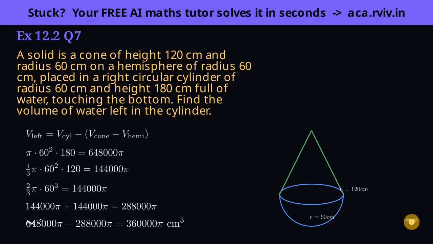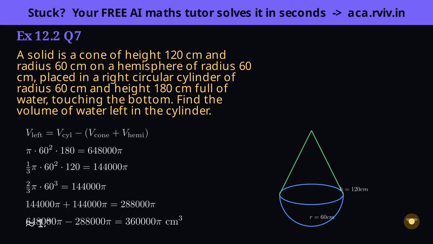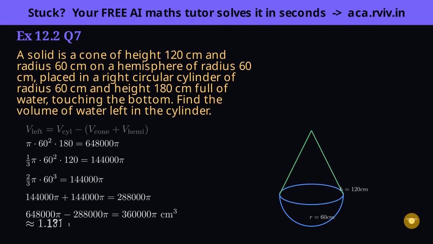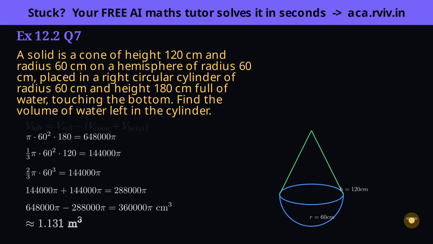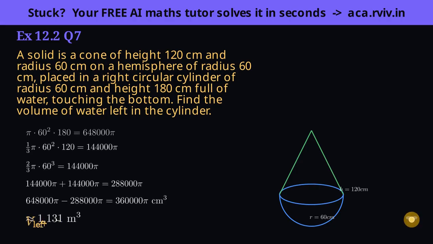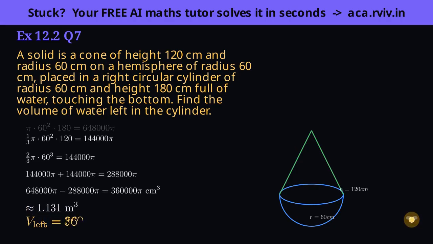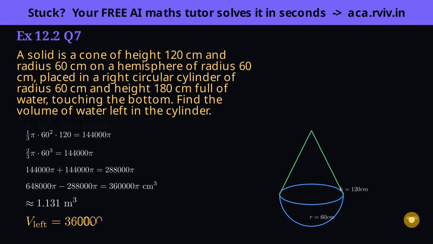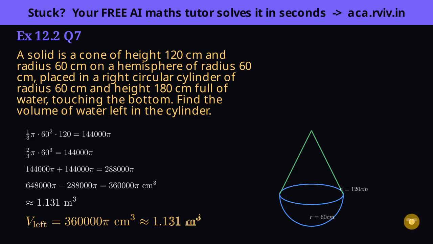Only now put pi as 22/7 for an actual number, then divide down into cubic meters: about 1.131 cubic meters. The idea, seen a third time: a submerged solid removes water equal to its own volume, so the leftover is just tank minus solid. And a practical tip: keep pi symbolic right up to the last step so the arithmetic stays clean, then substitute ones at the end.